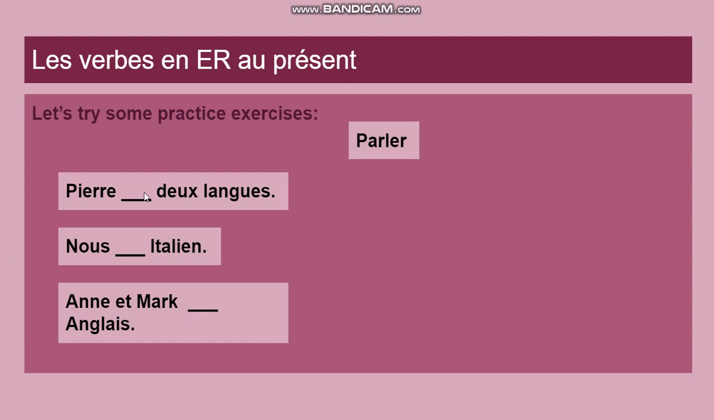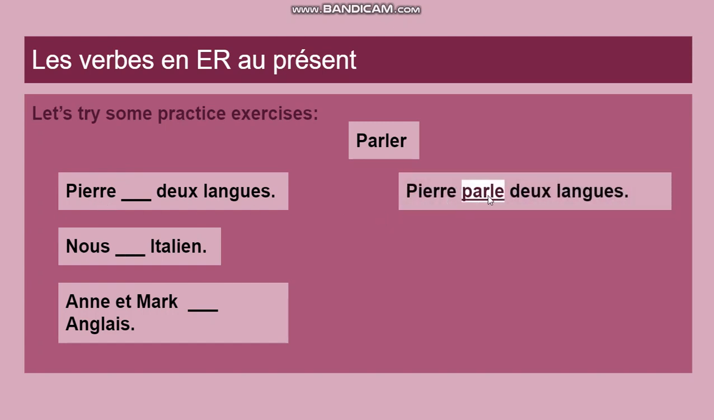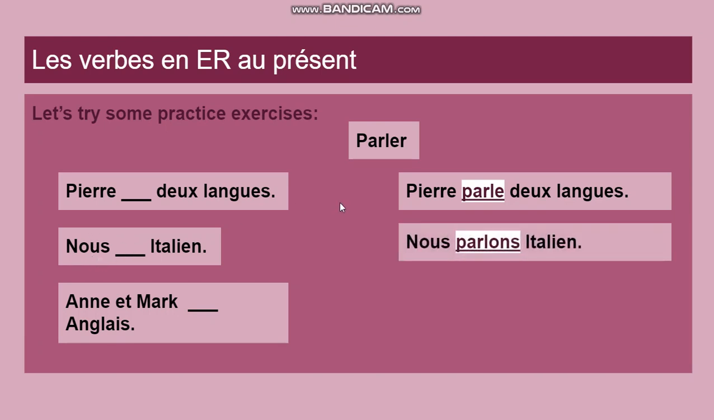Okay, ready? Let's look. Pierre blank deux langues. Well, Pierre is one person who is not me or you. So this would be the third line of our conjugation, and he's only one person, so it would be he. So therefore, we're looking at this. Pierre parle deux langues. Pierre speaks two languages. Nous, we know pretty much what that ending is going to be. It's nous parlons italien. We speak Italian.